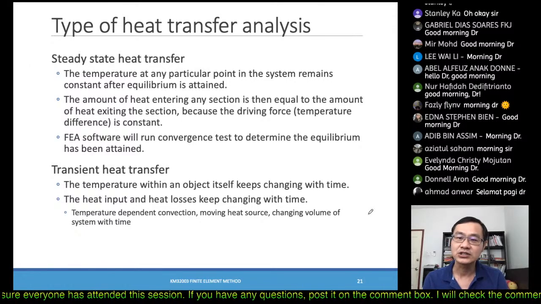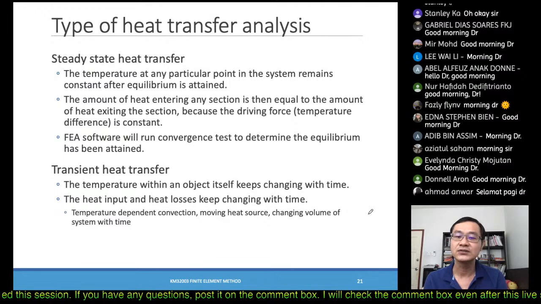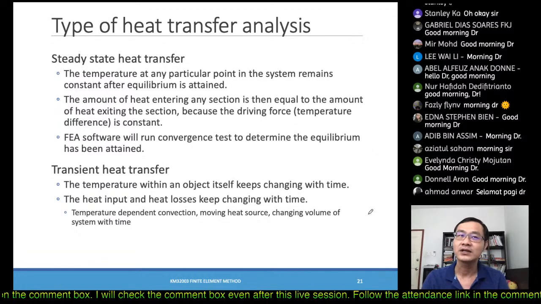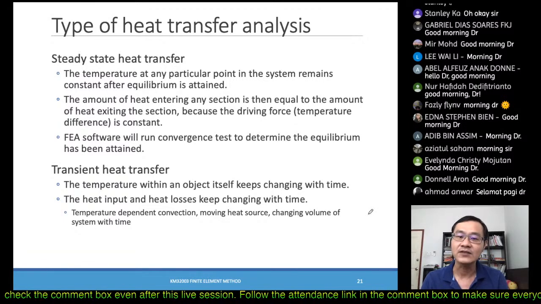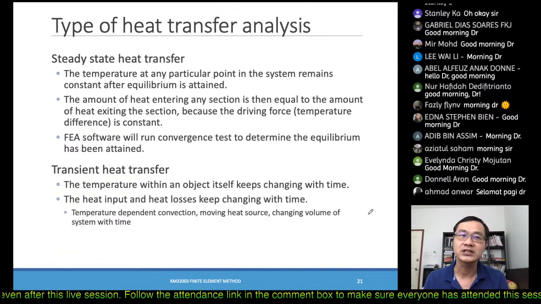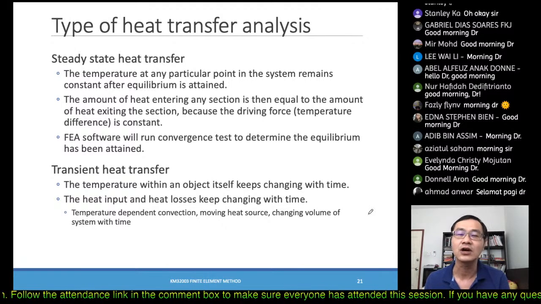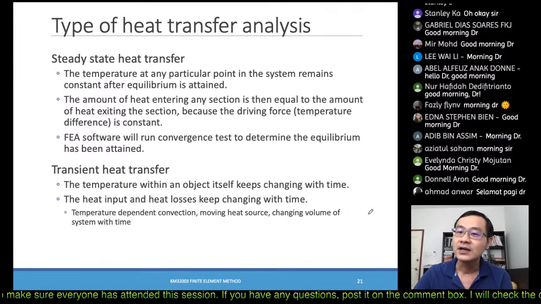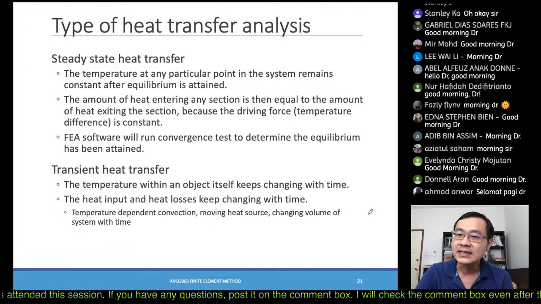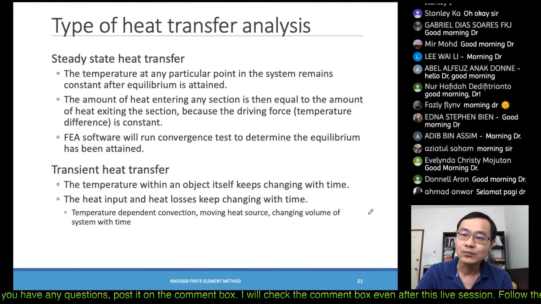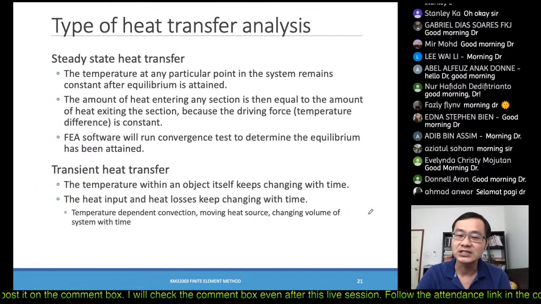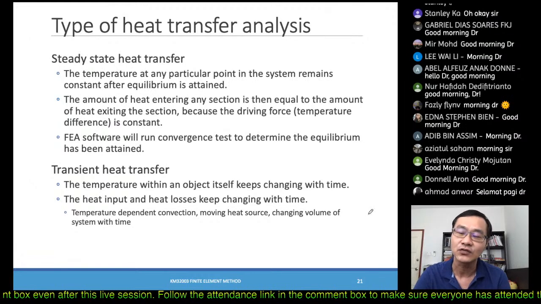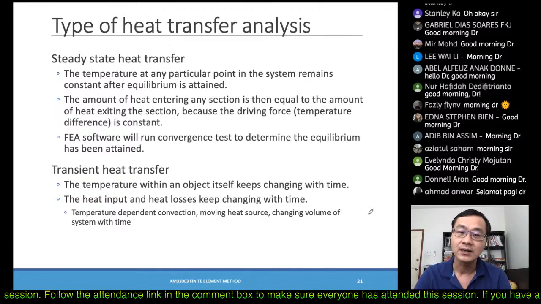Whereas in the transient heat transfer analysis, the temperature within the object keeps changing over time. For example, the previous one, the heat source is moving, therefore the positions and the temperature will change according to the positions of the heat source, or the laser or the electron beam itself. Therefore, when we deal with heat input and heat loss that keep changing with time, then we should apply the transient heat transfer analysis in the FEA software. You have to select the proper one, right?